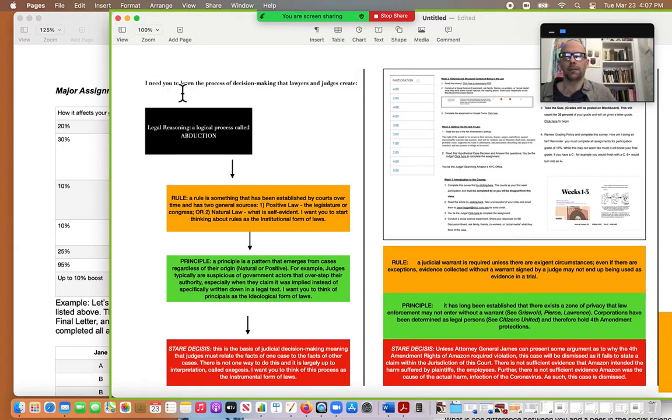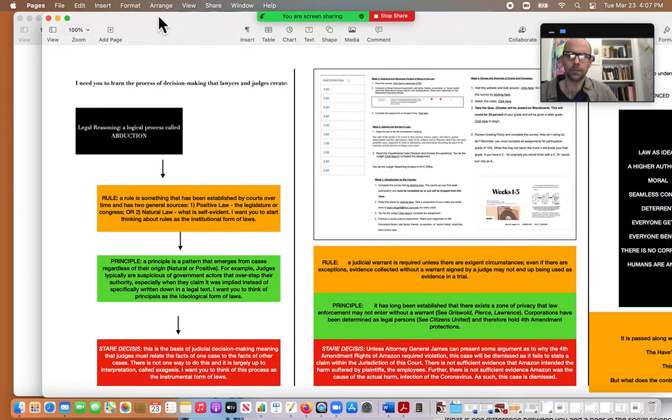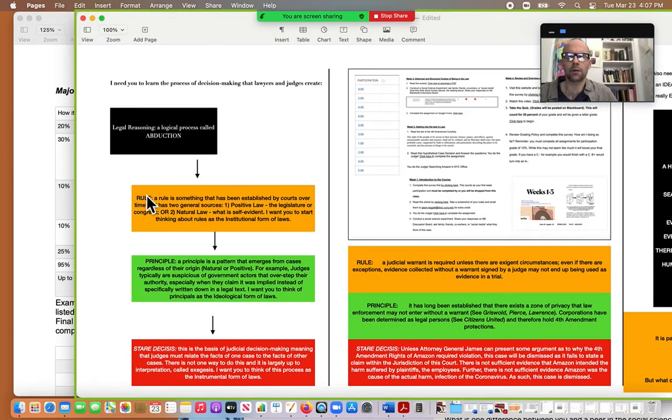In a nutshell, what I'm trying to get you to see is the process of decision making that lawyers and judges create, which is different than everyday folks. This process is called abduction, and it has 3 parts. Basically, there's a rule, there's a principle, and there's stare decisis.